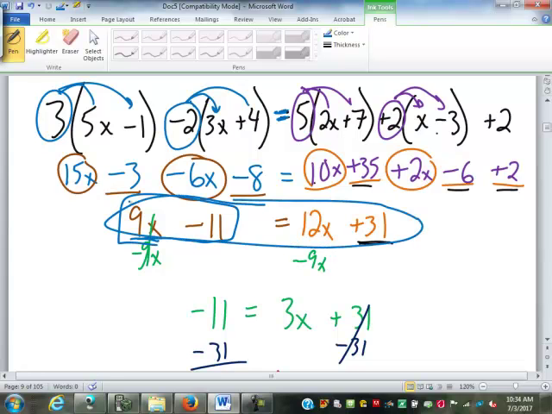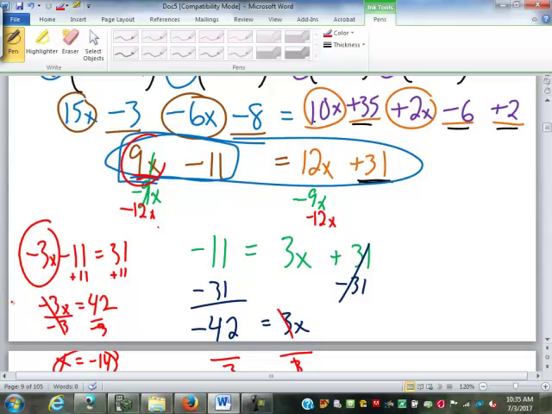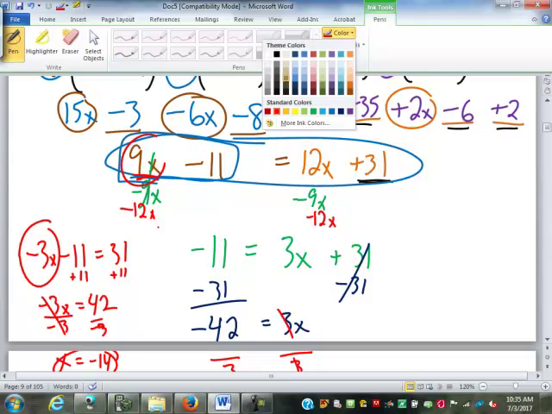Could you have moved the 12x over to the 9x side? Yes, we could have subtracted the 12x. Then we'd have negative 3x minus 11 equals 31. And then we would have added the 11. So then you'd have negative 3x equals 42, and then you divide by negative 3. x is still going to be negative 14. It works out either way. Usually we subtract the smaller one just so that we don't have to deal with a negative. But here we were going to have to deal with negatives anyway.